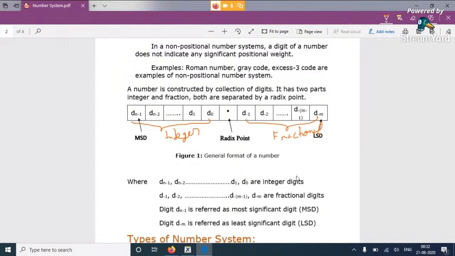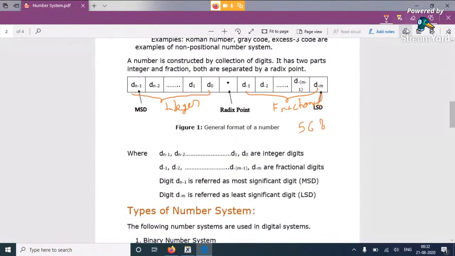So what is an MSD and what is an LSD, the most significant digit and least significant digit? I will explain this. If I am writing any number, for example, 568, any decimal number 568.